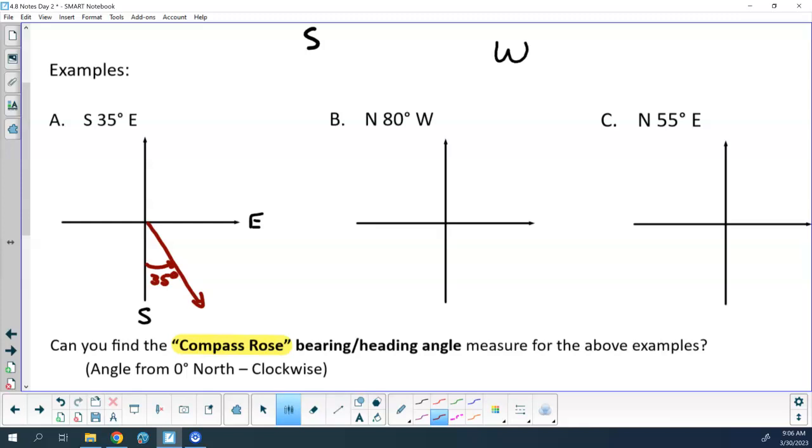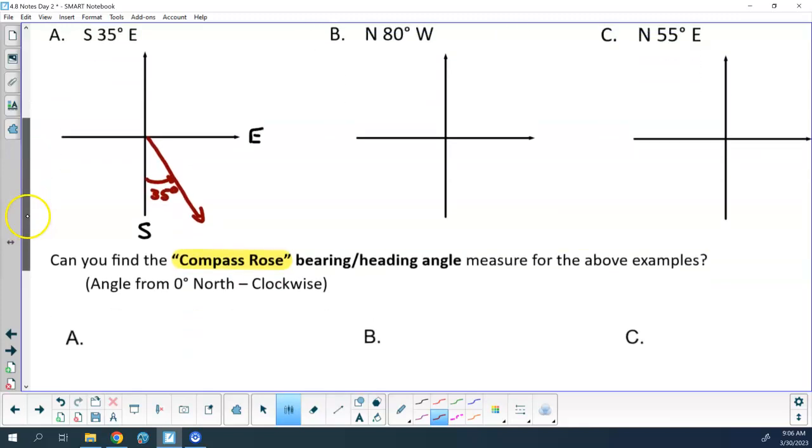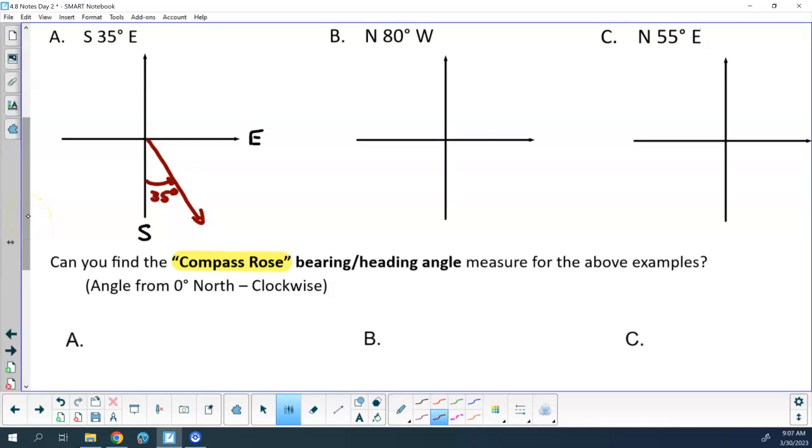Now that can be translated into our compass rose angle from yesterday. On our compass rose angle from yesterday, 0 was up top, east was 90, south was 180. So that same south 35 degrees east could also be how much? 145? Yeah, 145 degrees.